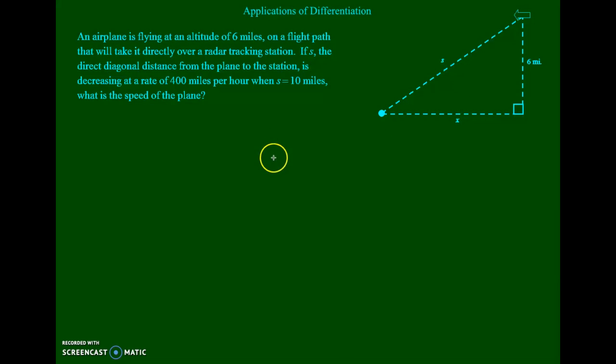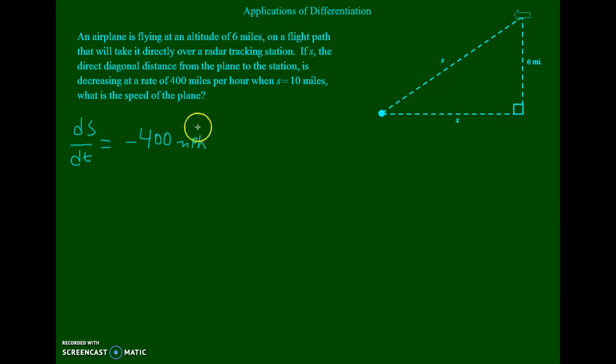So let's try to characterize what they've given us. Aside from these distances, they've said that the distance from the plane to the station is decreasing at a rate of 400 miles per hour when that distance is 10 miles. So the rate of change of this distance is decreasing at 400 miles per hour. So ds/dt equals negative 400 miles per hour, and the reason it's negative is because it's decreasing.